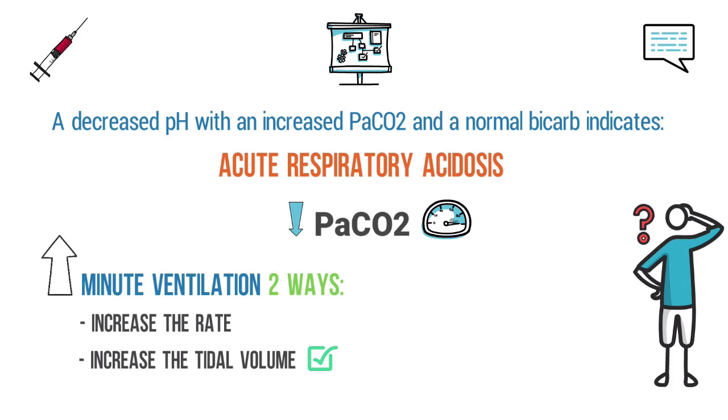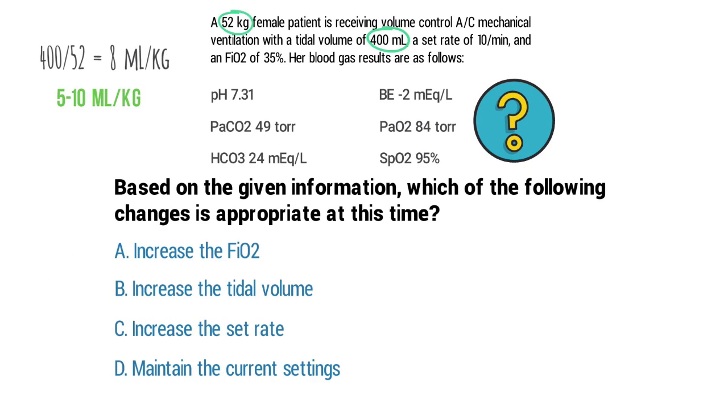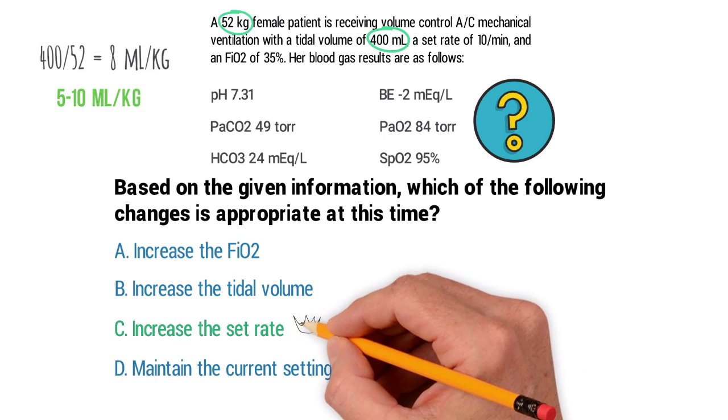So since the tidal volume is set appropriately, that means that there is only one possible way to increase the minute ventilation. Now we can be certain that in order to lower the PaCO2, we need to increase the rate. So by going through the question, taking what they give us, and breaking it down step by step, we could determine that the correct answer has to be C, increase the set rate.